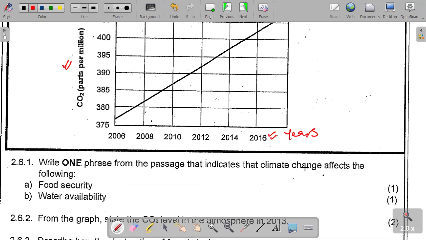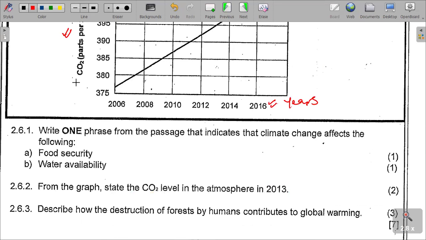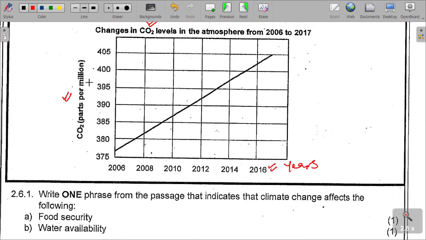Write one phrase from the passage that indicates that climate change affects the following: food security. In terms of food security, what can be said about how climate change affects it? I'm sure you can see from the composition or the essay that for food security, we talk about crop yields dropping. It is given in there.